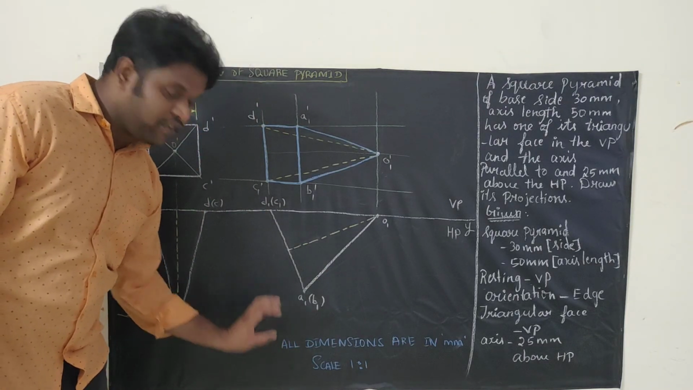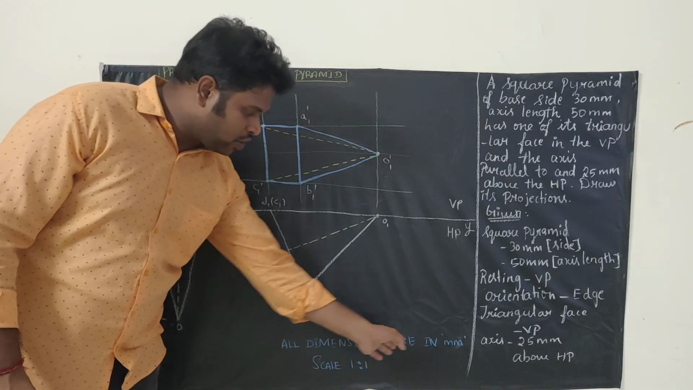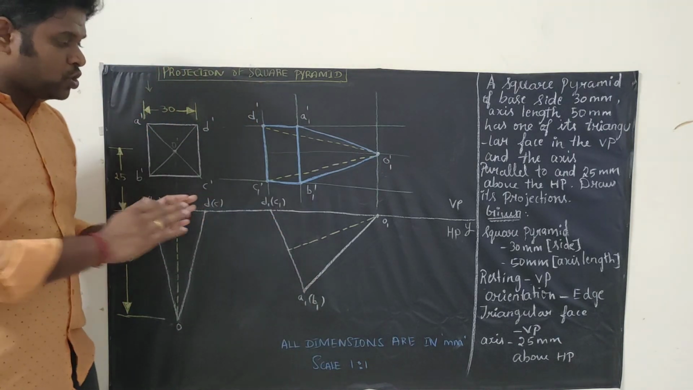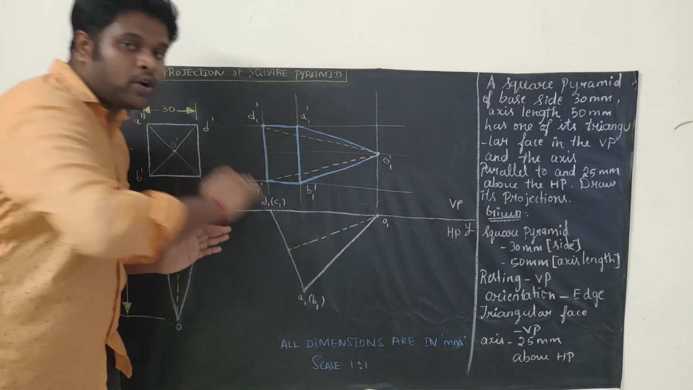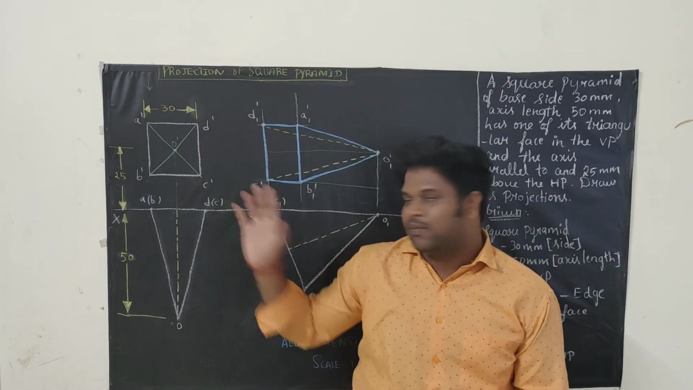Height of the text should be 5 mm. So this is 5 mm, this is 5 mm, and you have to write with your capital letter. All dimensions should be written at the right bottom corner of the page. I hope this problem is very clear.